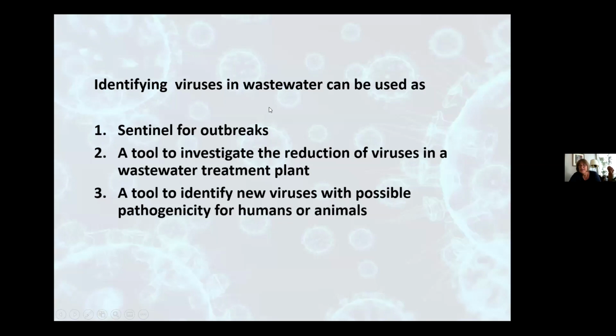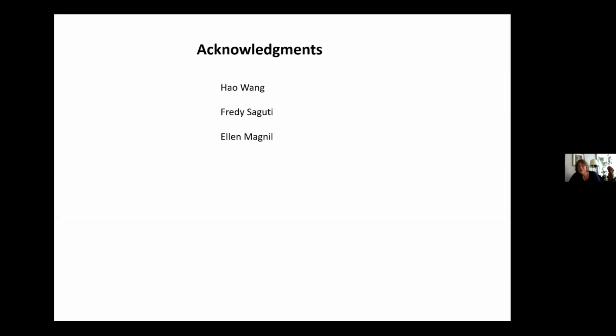So by identifying viruses in wastewater, we can use it as a sentinel for outbreaks. We can use that tool to investigate the reduction of viruses in a wastewater treatment plant. We know it's about 4 logs. And we can use it as a tool to identify new viruses with possible pathogenicity for humans or animals. And I just want to acknowledge my colleagues that were working with this, Hao Wang, Freddie, and Ellen, that have done all this huge work. So thank you. Thank you so much.